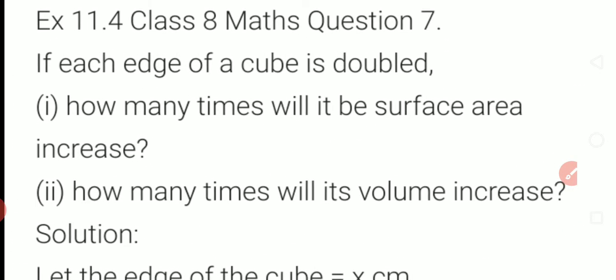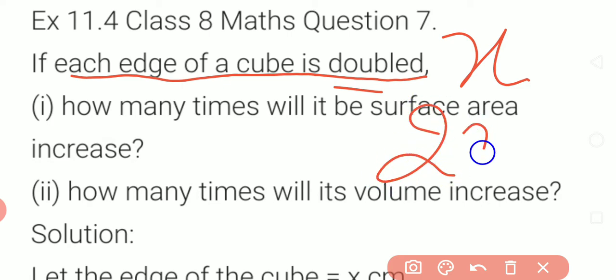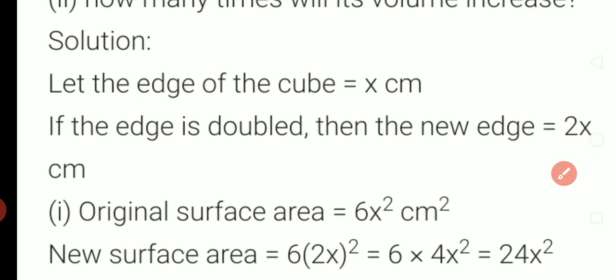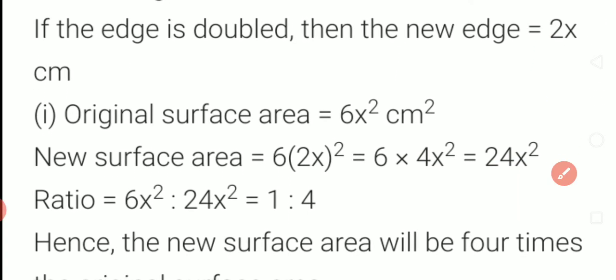This is question number 7. So let us start. What we have given here: if each edge of the cube is doubled, meaning you have given a cube and you take the side of the cube as x, and then according to the condition the edge of the cube now becomes 2x. So what will the surface area increase be, and what will the volume increase be, right? So when you have x as the edge and 2x, we have to do that by condition.